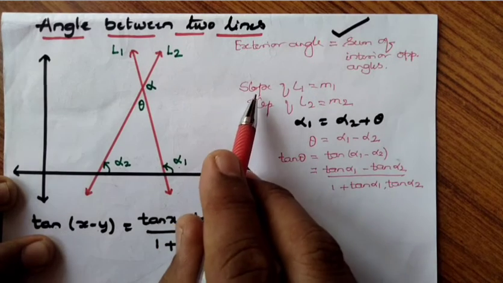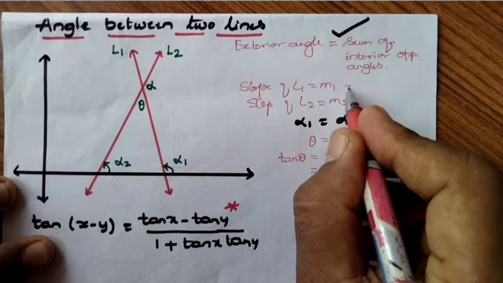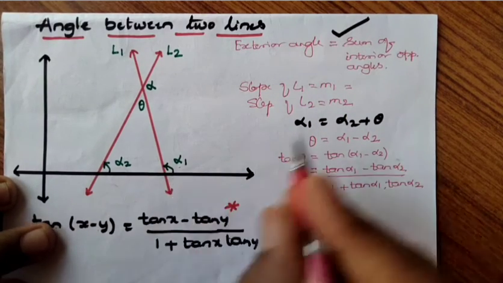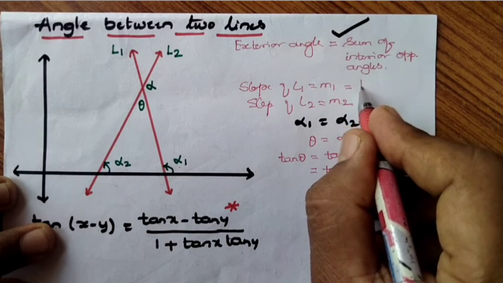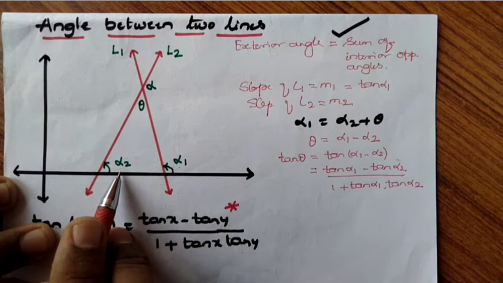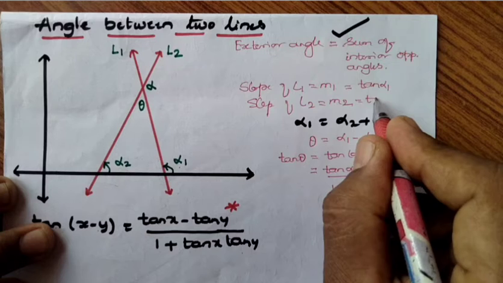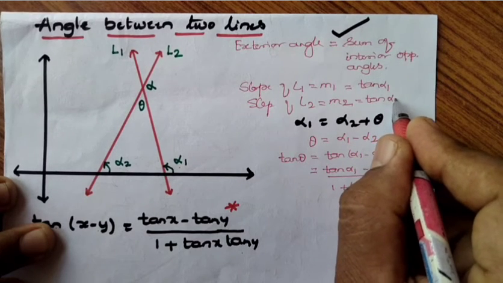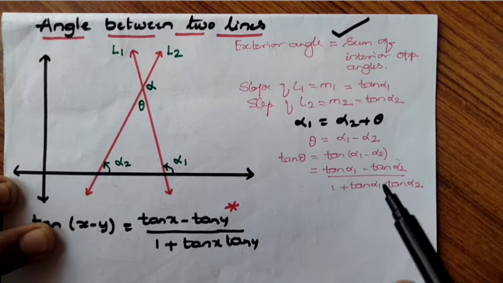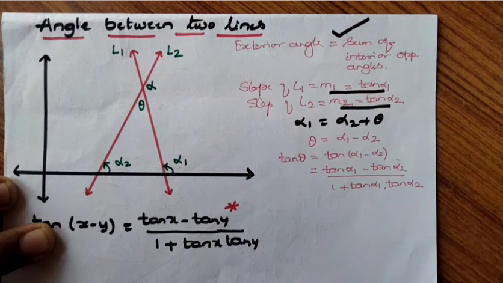Okay, so the slope of L1, we have taken as M1. So according to the definition of slope, if your inclination is alpha 1, therefore M1 equals tan alpha 1. Yes or no? Here the slope of L2 is M2, therefore the slope of L2 is tan alpha 2. Is it right? So here tan alpha 1 is M1, tan alpha 2 is M2.